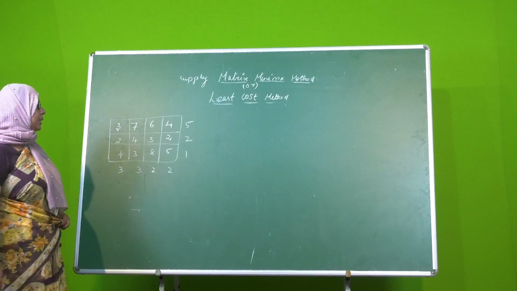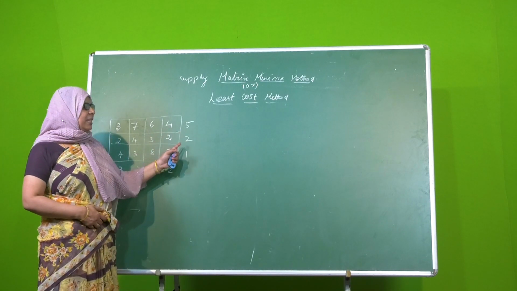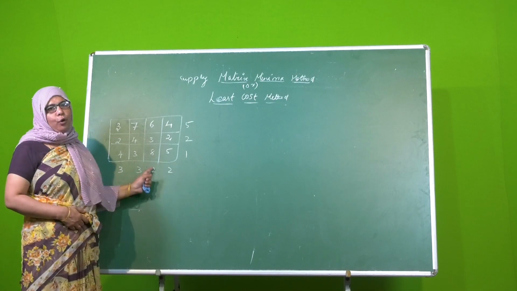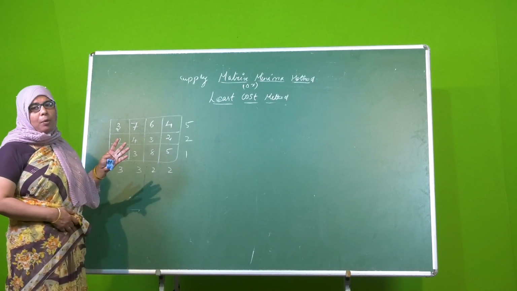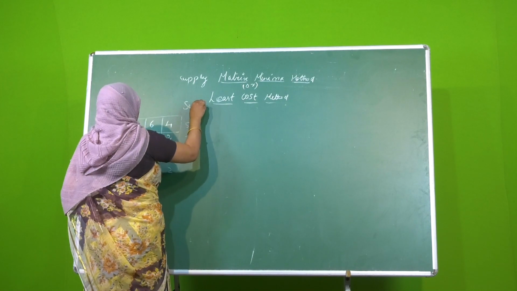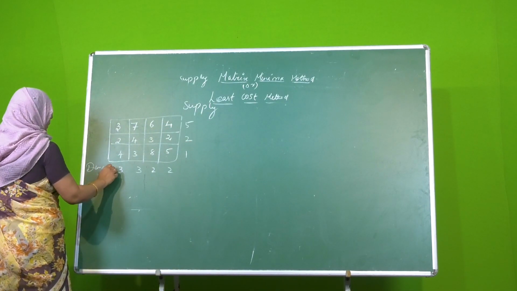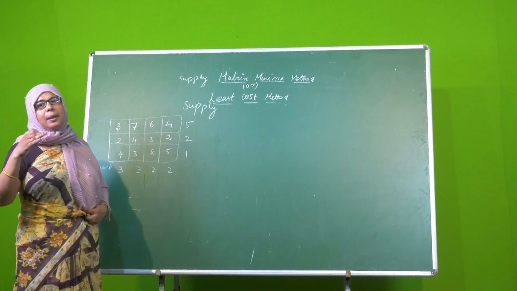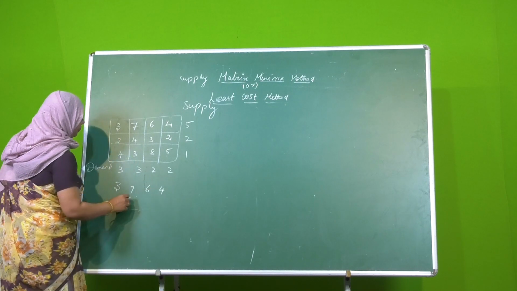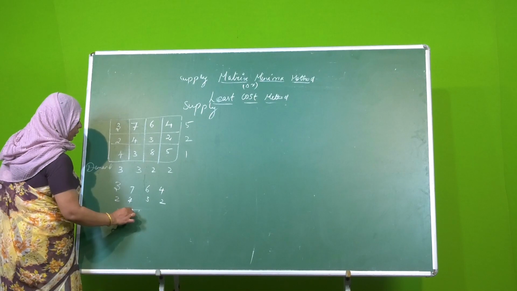First of all we have to check whether the problem is balanced or not. 5 plus 2 is 7, 7 plus 1 is 8, 3 plus 3 is 6, 6 plus 4 is 10. So the problem is not balanced, because the supply value is 8 and the demand is 10. First of all we have to make the problem balanced. The costs are 3 7 6 4, 2 4 3 2, 4 3 8 5.